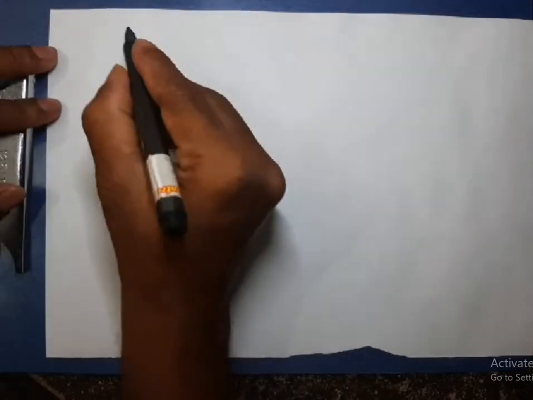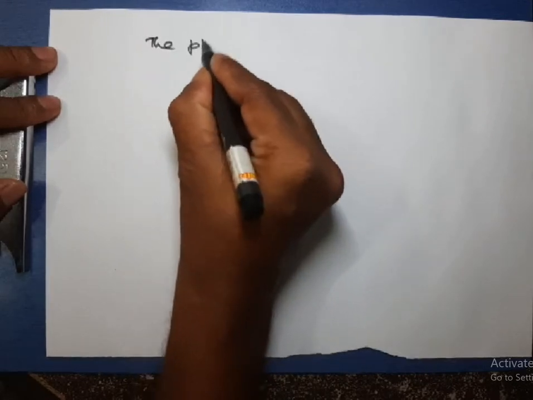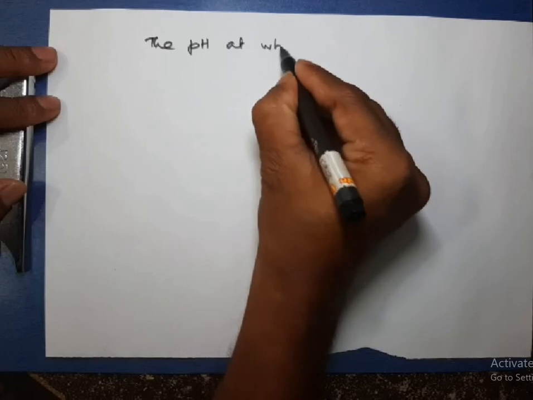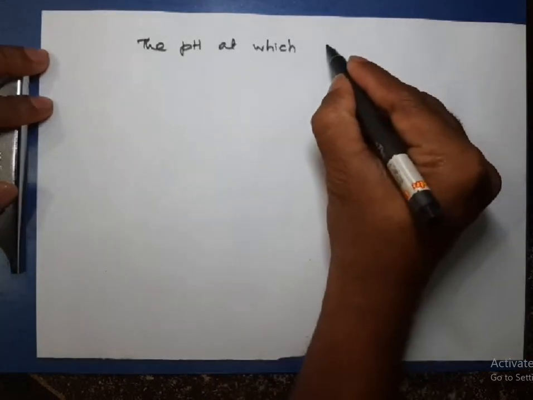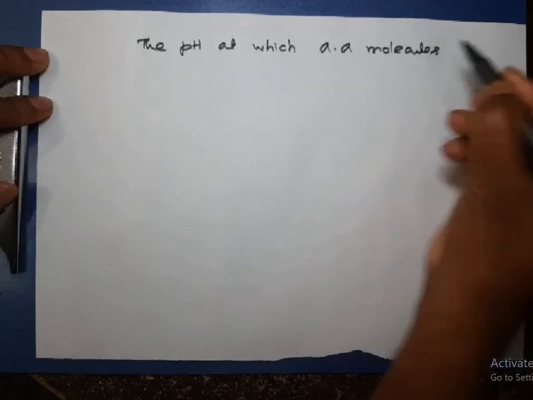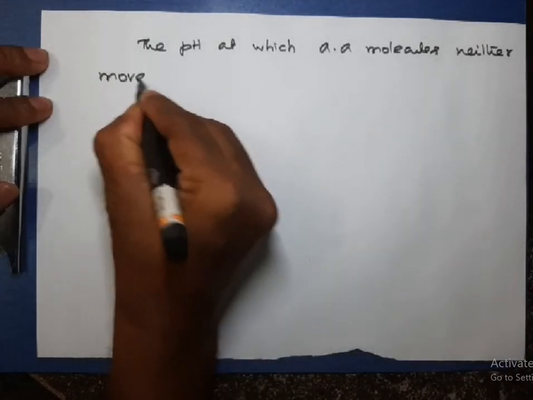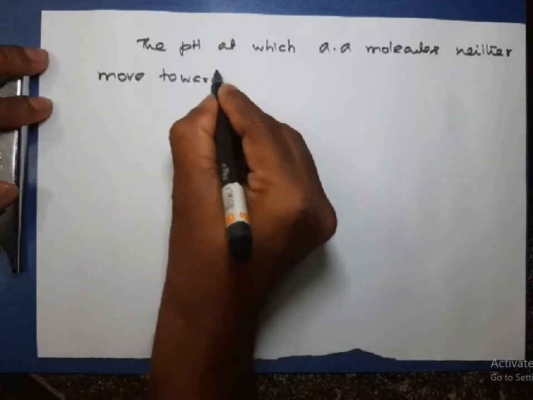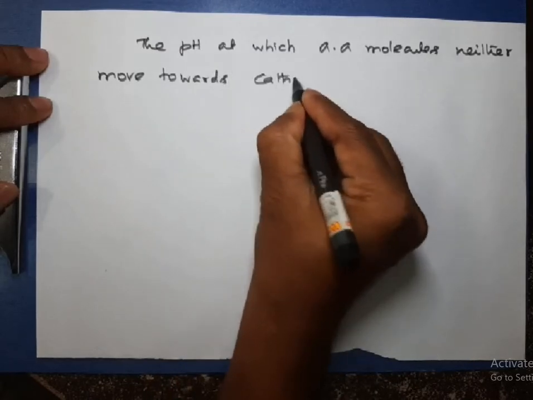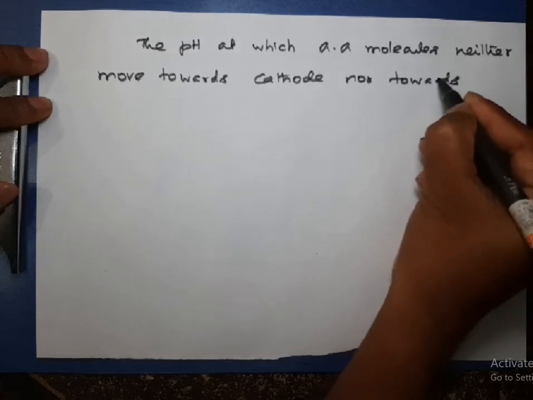So what is meant by isoelectric point? The isoelectric point is defined as the pH at which amino acid molecules move neither towards the cathode nor towards the anode.